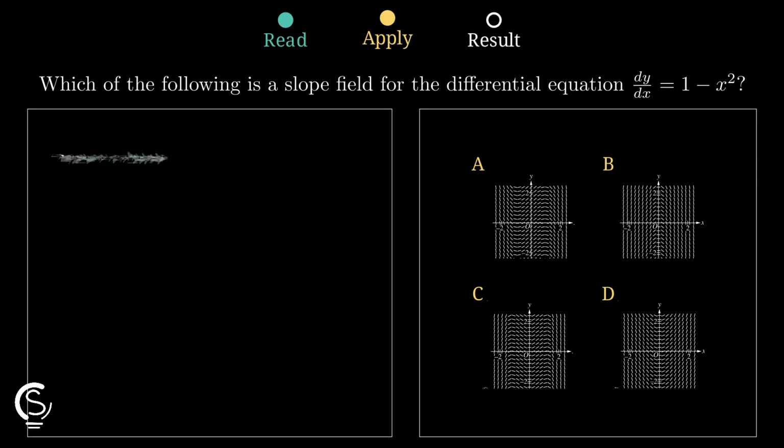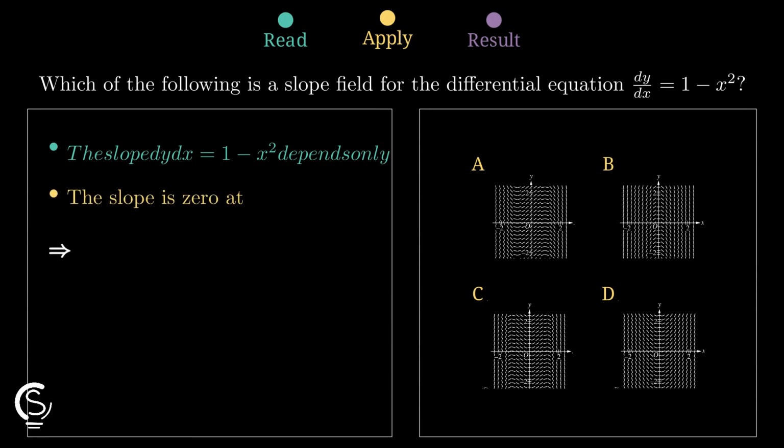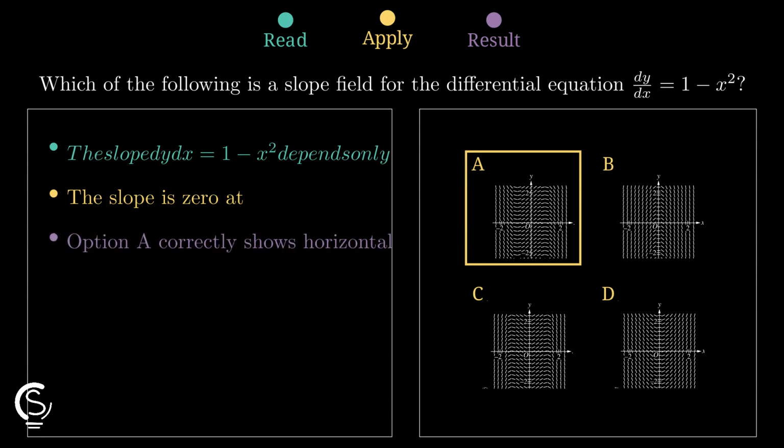Next, we set the derivative equal to 0 to find where the segments are horizontal. Solving 1 minus x squared equals 0 tells us the slope is 0 at x equals 1. Looking at our options, only graph A shows perfectly horizontal segments at x equals 1 and negative 1. That makes option A our final winner.